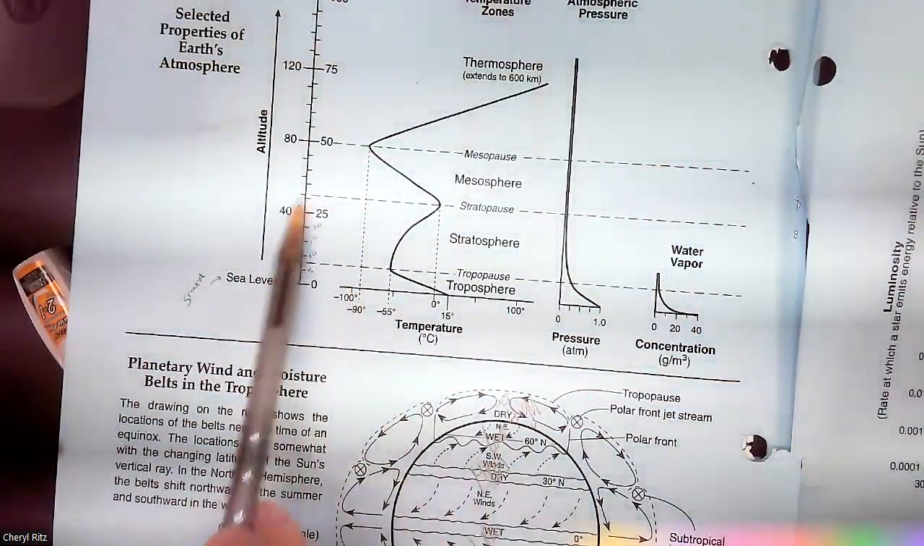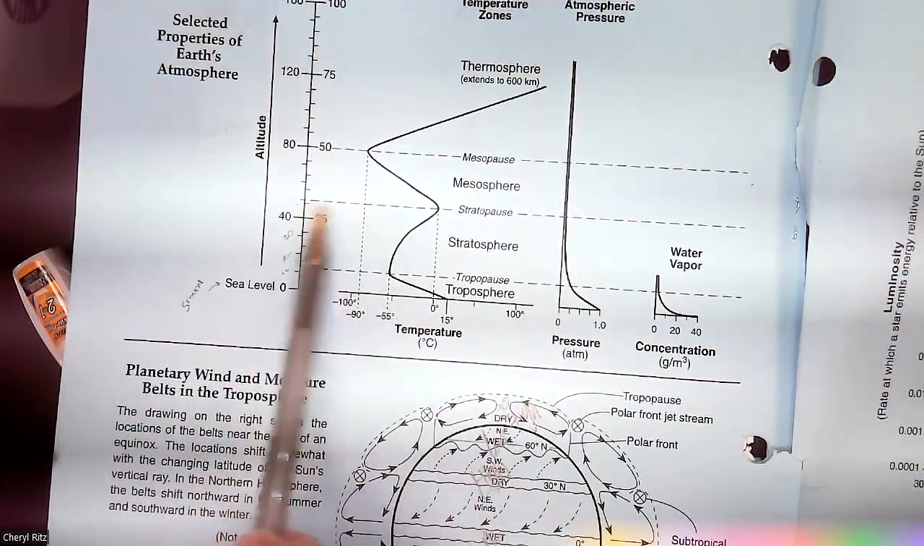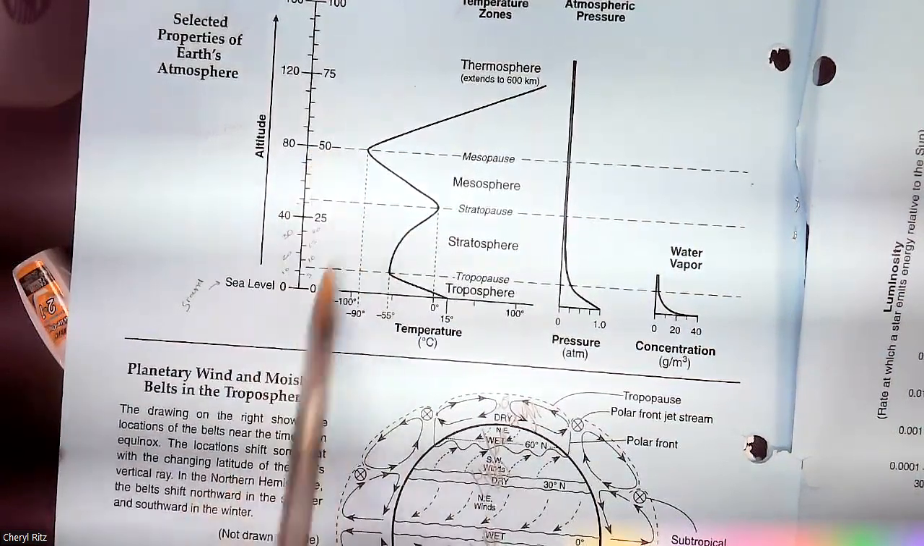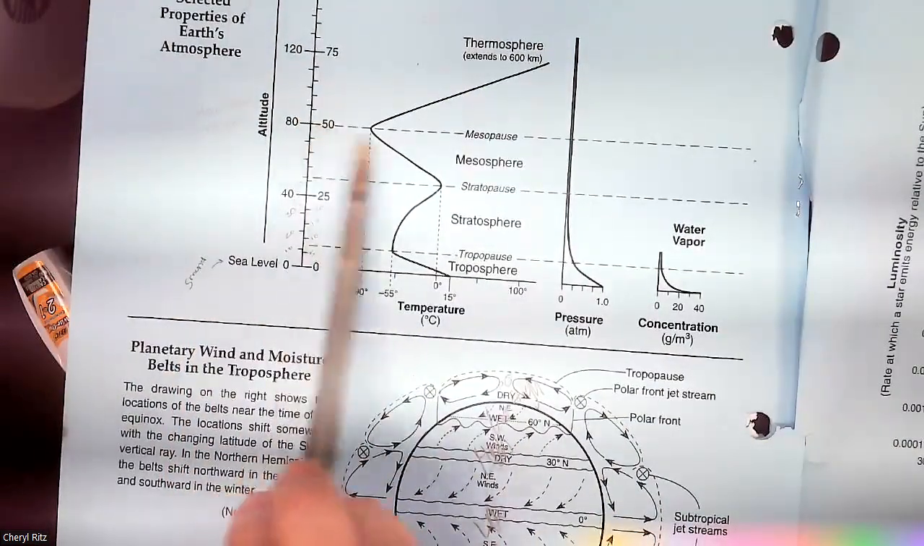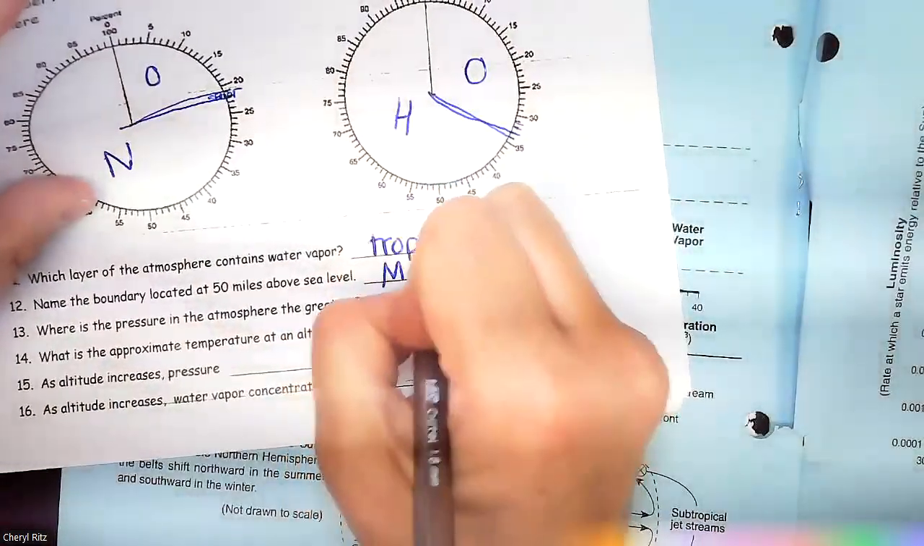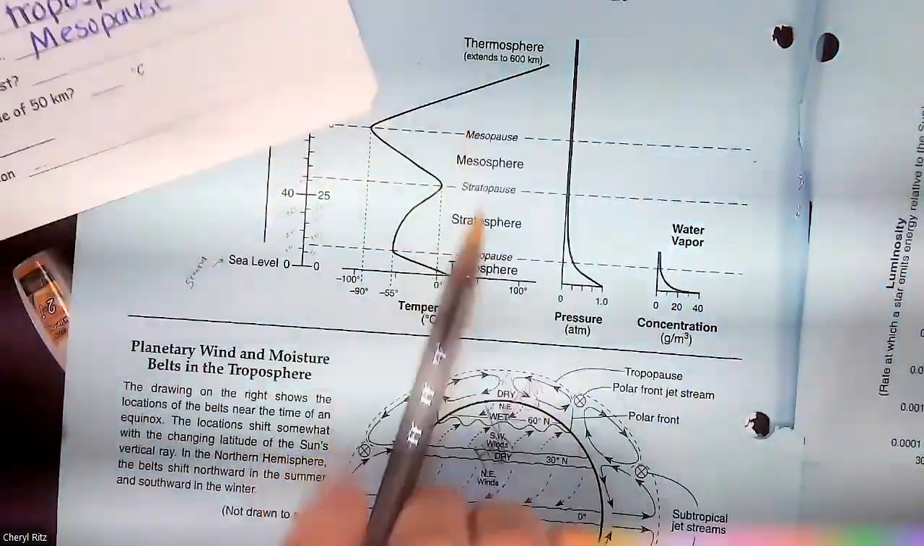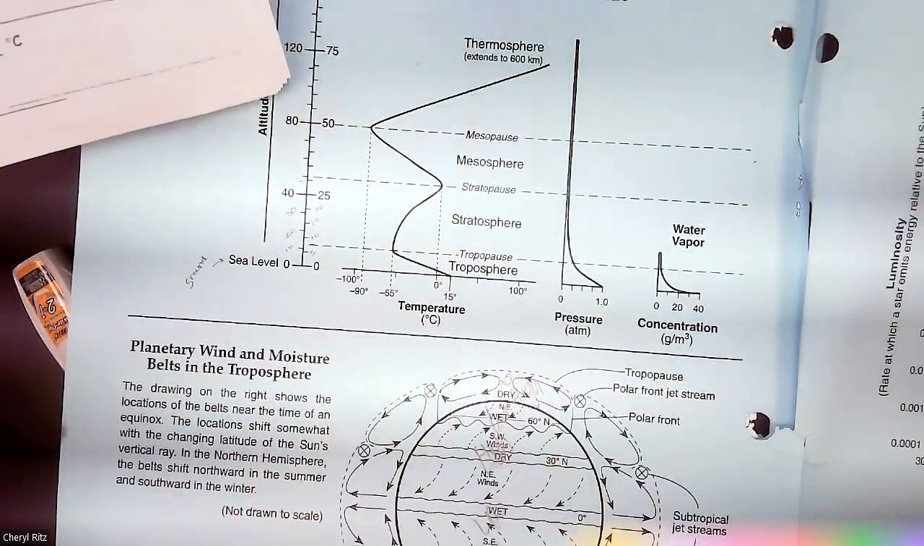The boundary located 50 miles above sea level. So be careful that they said miles. 50 kilometers is a completely different answer. So they said 50 miles. So that's on this side. 50 miles is the mesopause. Now make sure you write pause and not sphere because the mesosphere is something different.